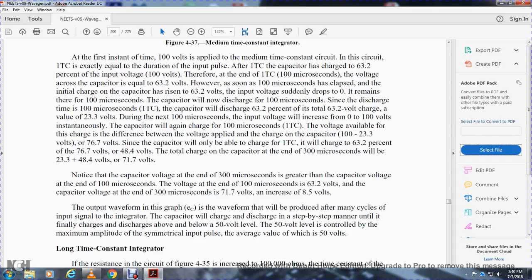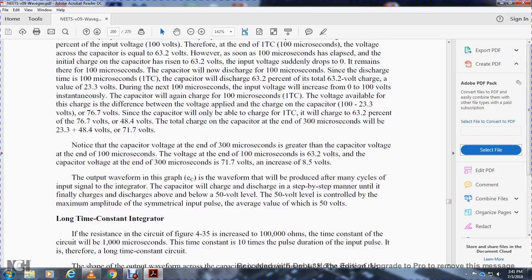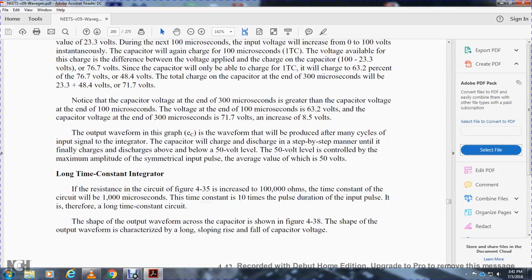Note the capacitor voltage at the end of the first 100 microseconds was 63 volts, and the capacitor voltage at the end of the 300 microseconds is 71.7 volts, an increase of 8.5 volts. The output waveform is the voltage across the capacitor. For many cycles of the input signal to the integrator, the capacitor will charge and discharge in a step by step manner until the final charge and discharge is above and below the 50 volt level. The 50 volt level is controlled by the maximum amplitude of the symmetrical impulse, whose average value is 50 volts.